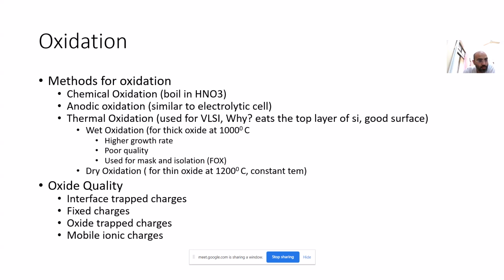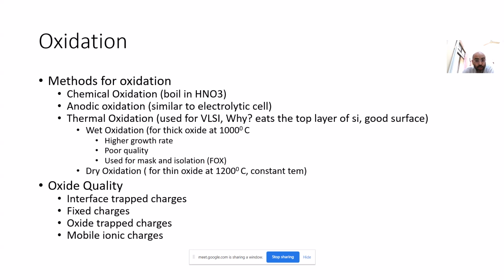But then these two methods are not that much used in VLSI, the reason being that they do not give a high quality oxide layer. We want a good quality silicon layer. And you'll understand the reason why we use thermal oxidation rather than anodic oxidation or chemical oxidation. Chemical oxidation and anodic oxidation have the advantage that they can be carried out at room temperature, whereas thermal oxidation needs very high temperature.